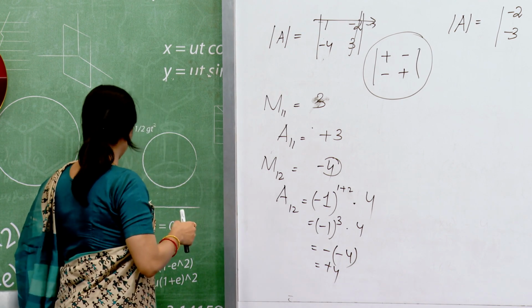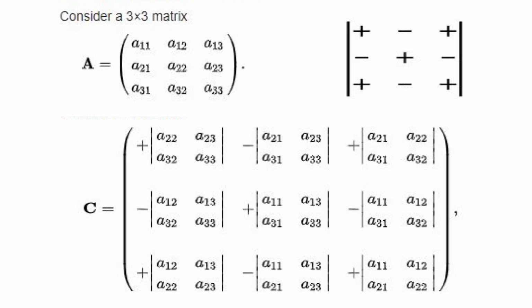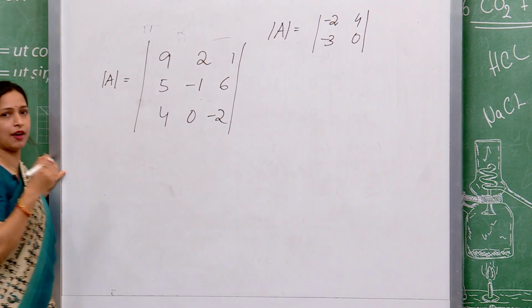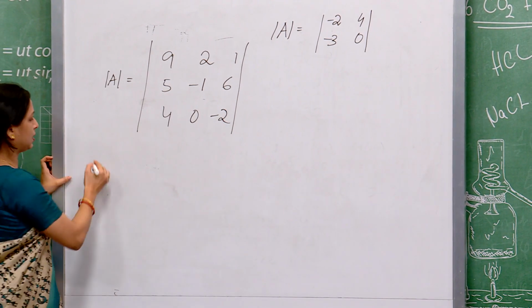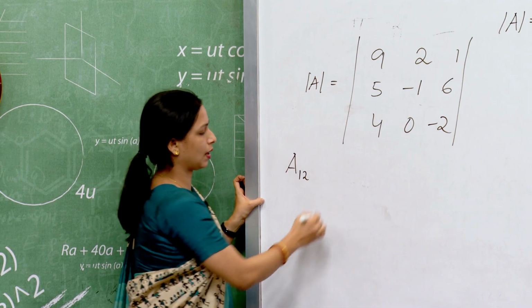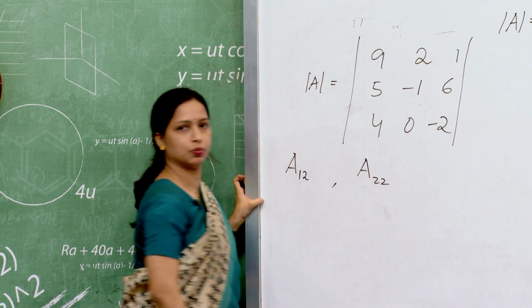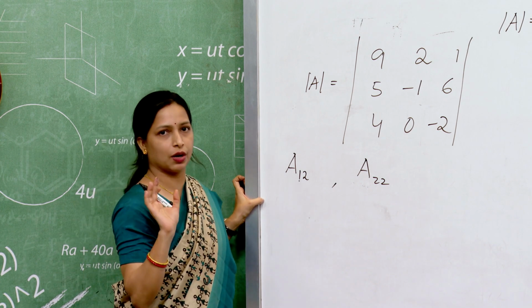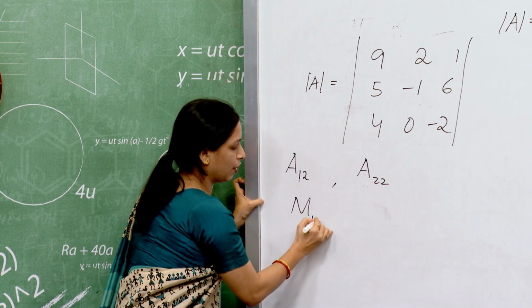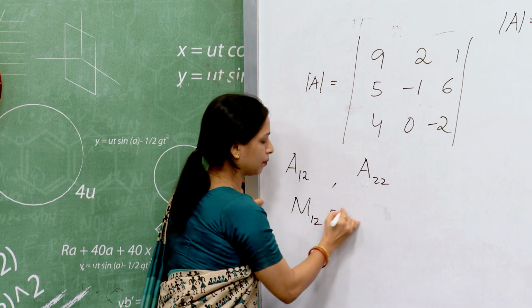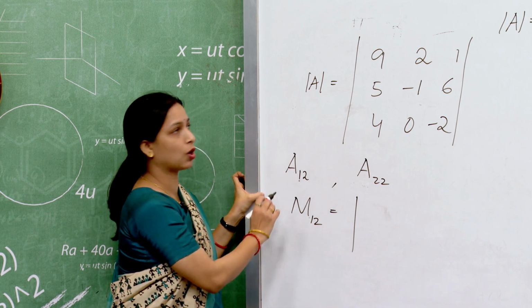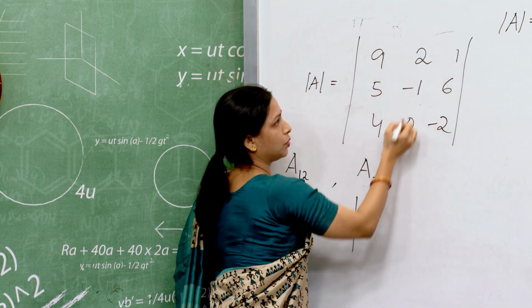Now, let us find out the minor and the cofactors of an order 3 determinant, right. So, this is the order 3 determinant. Let us say I have to find out the cofactors of 1, 2 and 2, 2, that means A12 and A22. So, let us start with finding out the minor, right. Minor of A12 will be what? First, we need to select the element. The element is 1, 2, means row 1, column 2. So, row 1, column 2, that means 2.